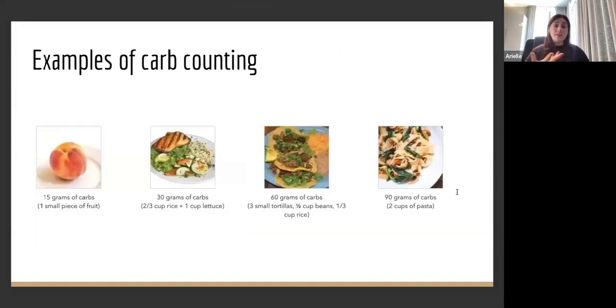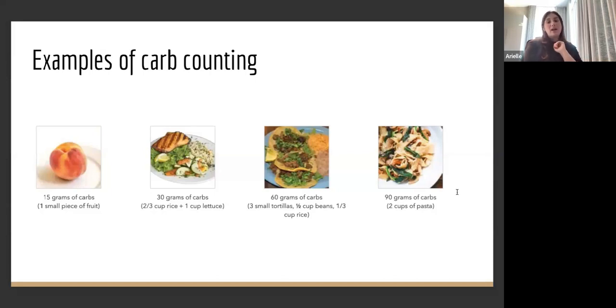So, what are some examples of carb counting? We have 15 grams of carbs in this one small piece of fruit, right? That's a peach. A small peach is going to be 15 grams of carbohydrates. This plate right here, we have 2/3 cup of rice. So, that's going to be 2 carbohydrates, and 1 cup of lettuce. The lettuce is a free food. The chicken is a free food. So, that's going to be 30 grams of carbohydrates. So those are 2 units of carbohydrates.